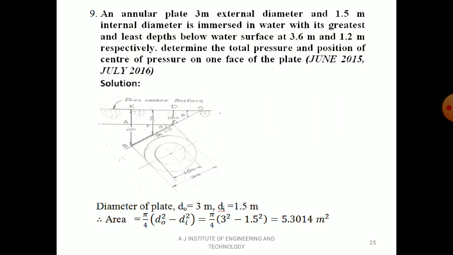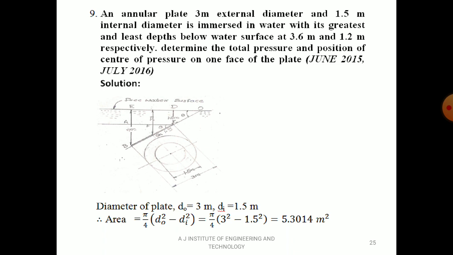Next, last problem, a very important one. They asked this question in June 2016 and July 2016. So one is a circular plate, the other one is a circular plate with a hole. Those are the two possible important problems from this section. An annular plate 3 meter external diameter, that is DO, and 1.5 meter internal diameter, that is DI, is immersed in water with its greatest and least depth below water surface being 3.6 meter and 1.2 meter respectively. Determine total pressure and position of center of pressure on one face of the plate.